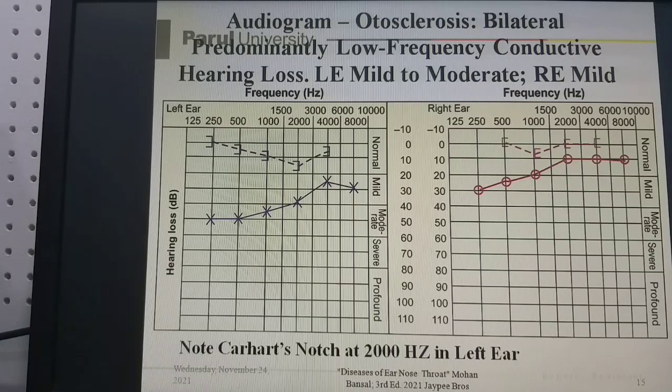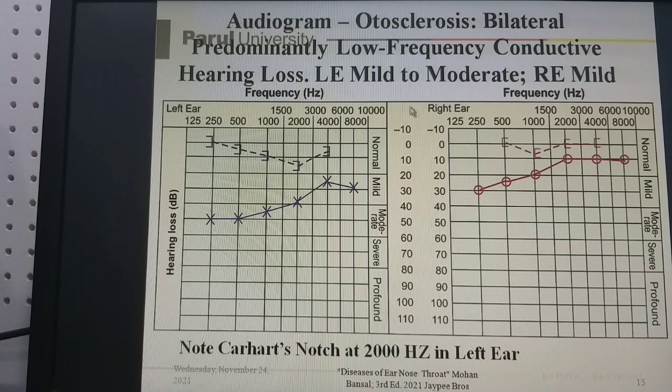Now this audiogram is showing you both sides of the audiogram. It is left ear, it is right ear. You can read it, it is mentioned here very clearly. And on the basis of color also, you can know that it is left, it is right. And this is a case of otosclerosis, and you can see bilateral predominantly low frequency hearing loss. So mainly it is a low frequency hearing loss, and conductive, because you can see the air-bone gap.